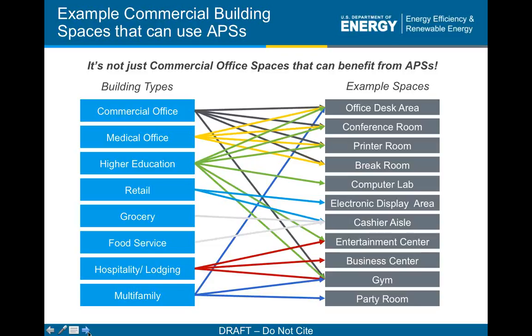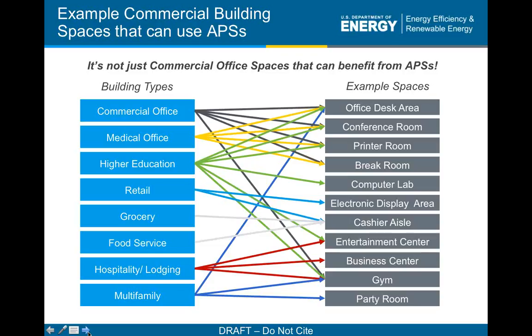And in terms of example spaces that can use these APSs, it's really not just an office desk workspace area, but it could include other areas such as a printer or break room. Looking at the retail grocery side, it could include electronic displays or a cashier aisle. And looking at the hospitality and multifamily side of things, it can include a business center, gym, fitness area, party room. There are really a lot of opportunities to use APSs. And as I go through, I'll give some examples of how those can be set up so that you can apply that to your own spaces.